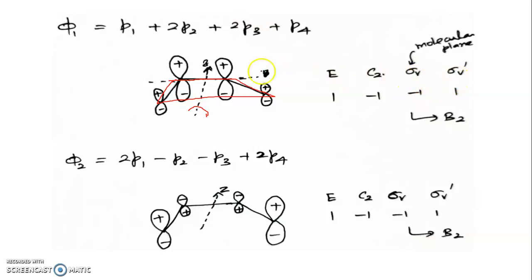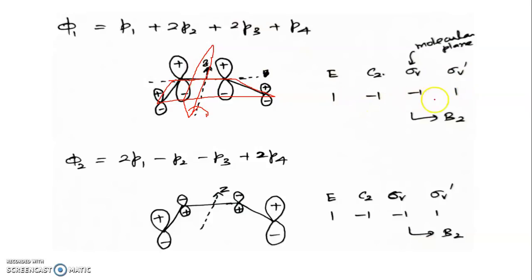Then sigma V prime. Sigma V prime is the plane that is supposed to pass here, at the middle. So if you keep a plane here, what will happen? This lobe will reflect here and that lobe will reflect here. But since these two lobes have positive sign, before reflection and after reflection, the sign does not change. Are you able to understand? Therefore, the signs of lobes do not change. Therefore, give +1 for this reflection operation.